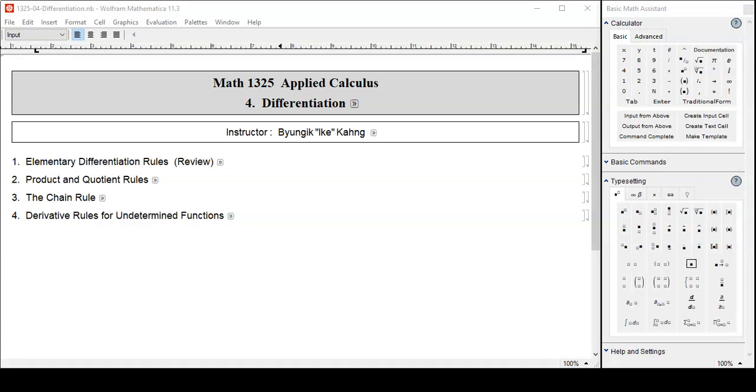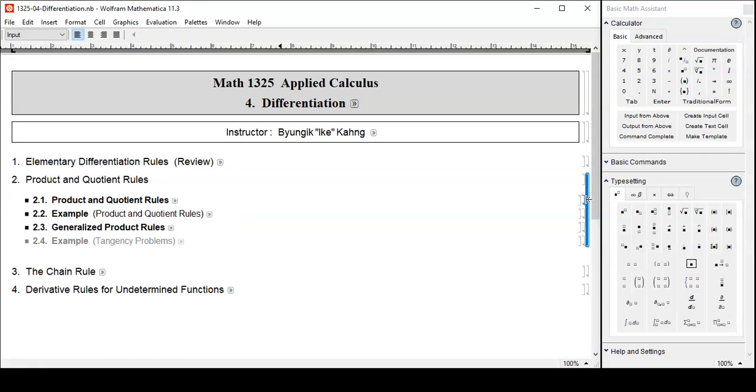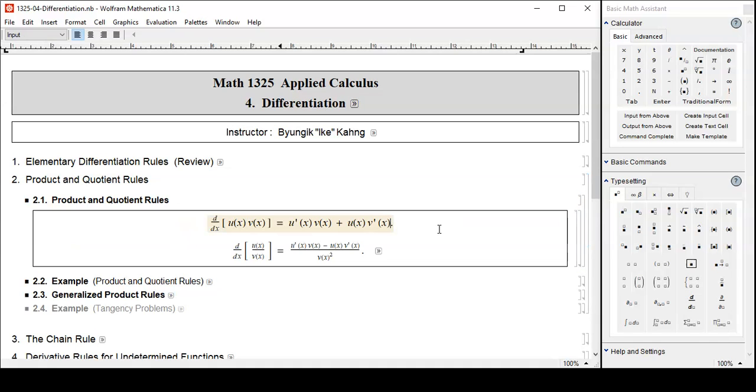Hello students, welcome back. Previously in section 1 we went through elementary differentiation, even though most of it is review. Now let's go to section 2, product and quotient rules. What are those? Well, here we go. This is the product rule, and this one down here is the quotient rule.